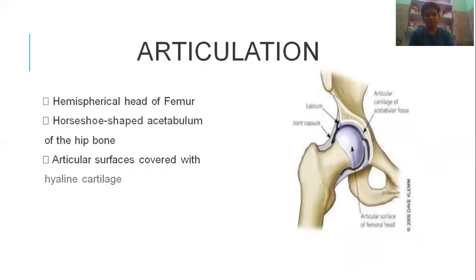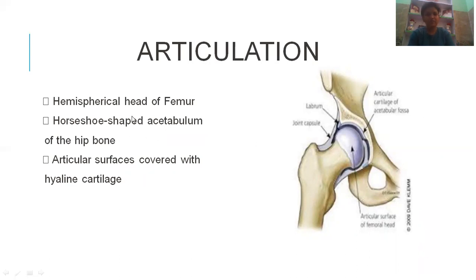Now, articulation. How do these two bones or two surfaces articulate with each other? This is the diagram showing the articular cartilage of the acetabular fossa. This is the labrum. This is the joint capsule. And this one is the articular surface of the femoral head. And this is the articular surface of the acetabular fossa.